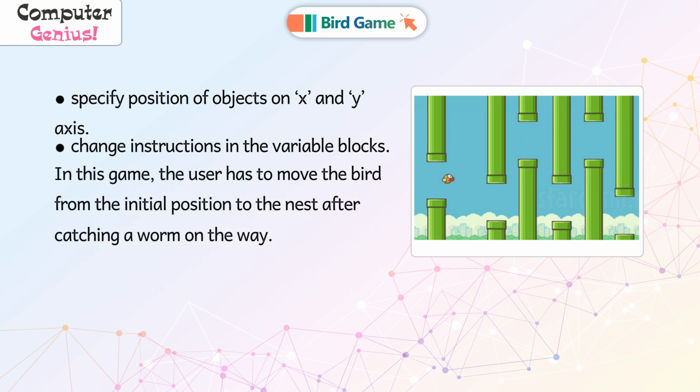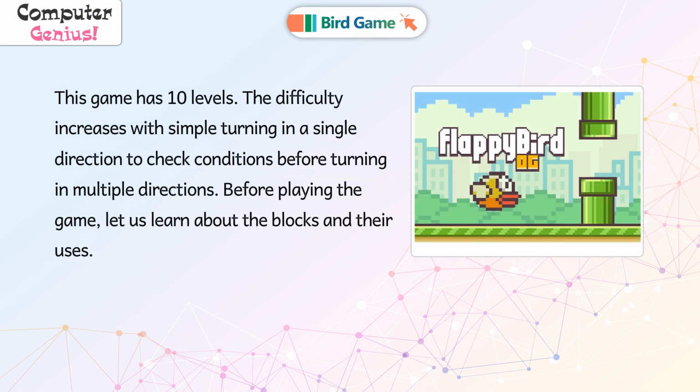In this game, the user has to move the bird from the initial position to the nest after catching a worm on the way. This game has 10 levels. The difficulty increases with simple turning in a single direction to check conditions before turning in multiple directions.